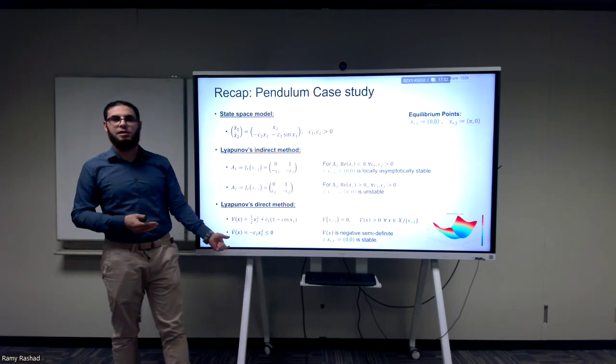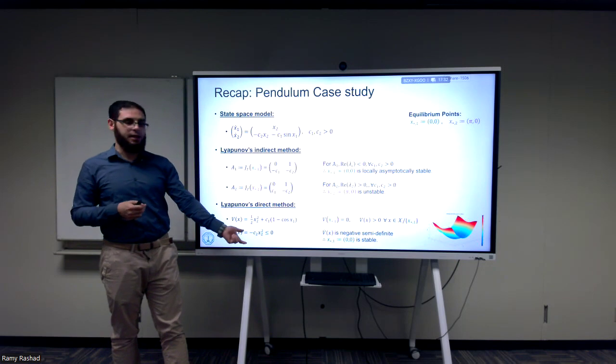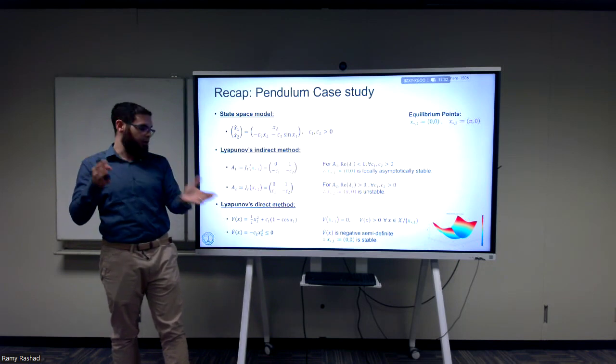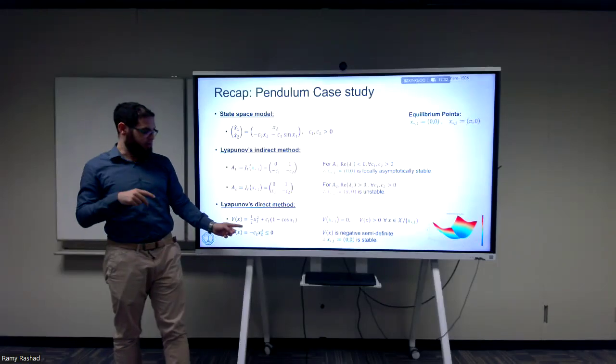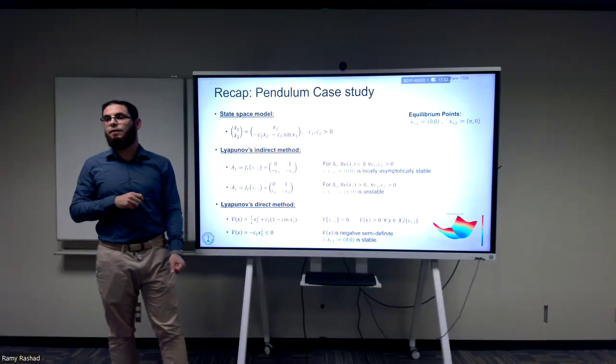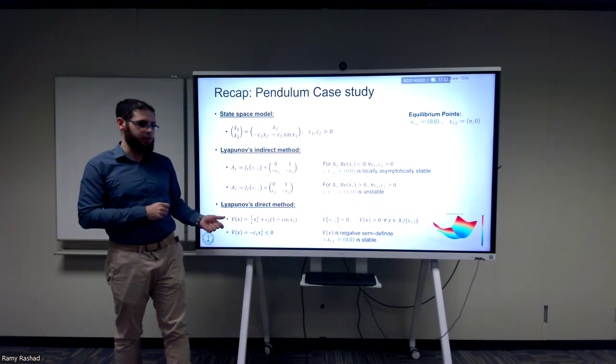And then we derived last time, and I showed you very quickly, that Vdot of x is equal to minus a quadratic function of x2 only, and this means it is negative semi-definite. I'm going to comment on that. We're going to look at more details today.